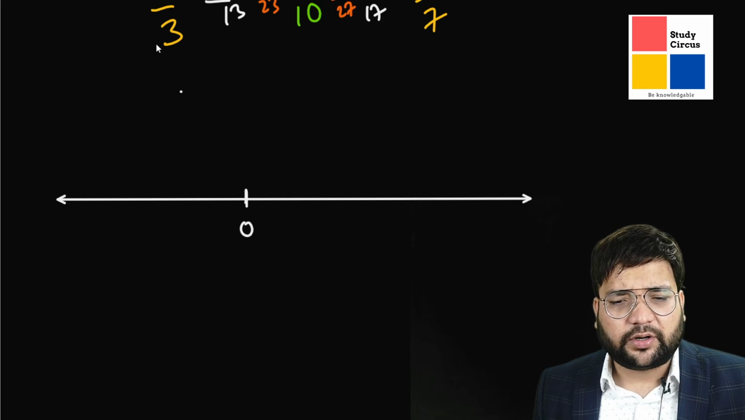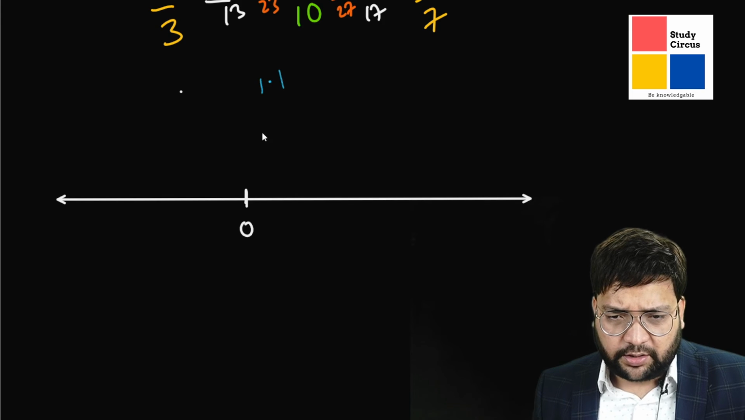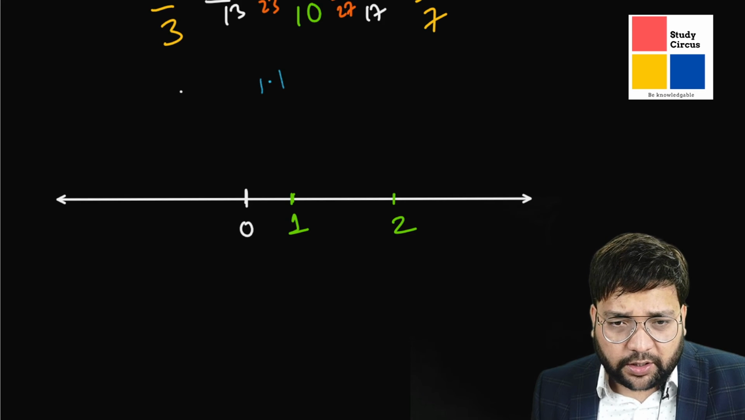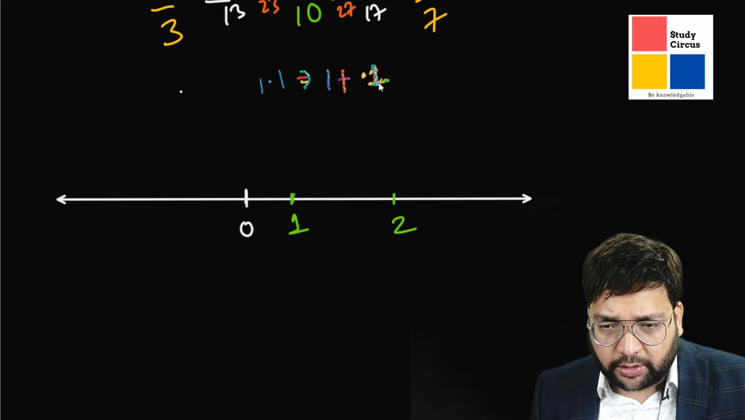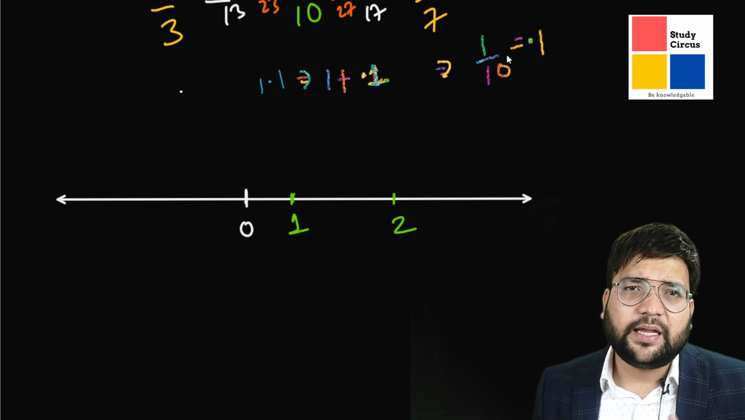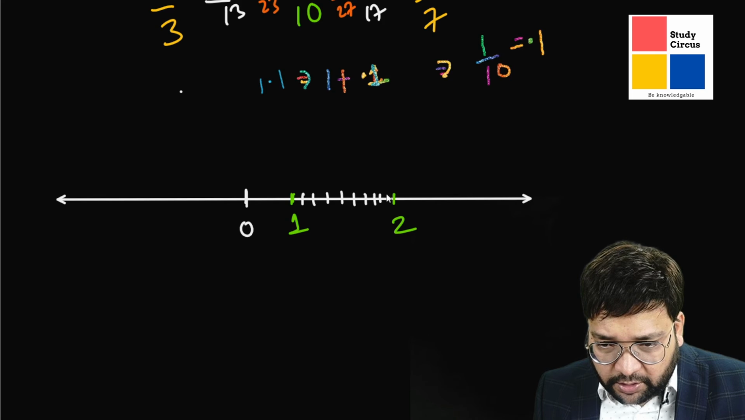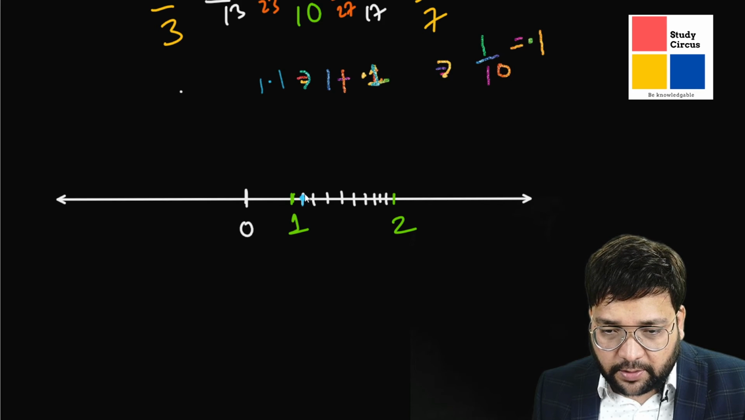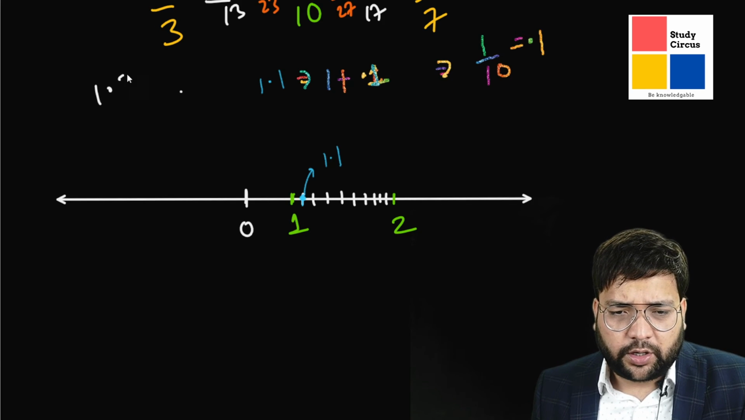So representing rational numbers is not a big deal. Let's say any rational number, 1.1. Can I represent this? Yes, this is easy. Let's say this is 0.1 and this is 0.2. So this is 1 and 0.1 more than 1. 0.1 is 1 upon 10. So after 1, just divide into 10 equal parts and take 1. So this particular point is 1.1.